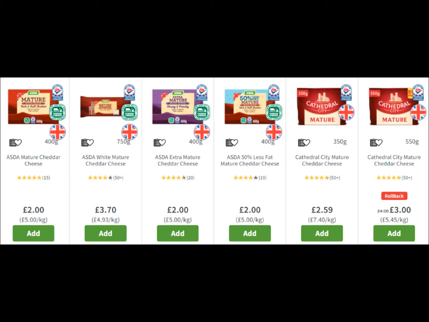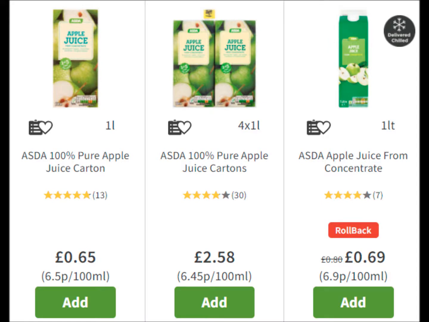So this next one is apple juice. So on the screen right now I have got different apple juices, again just from Asda. So clearly the cheapest one to buy is the first one because it's only 65p. And if we look underneath at the prices per 100 millilitres, it isn't actually the cheapest one per millilitre. If we look at the second one, we will see that it is £6.45, 6 pence and a bit per millilitre, which makes it slightly cheaper than the first one.